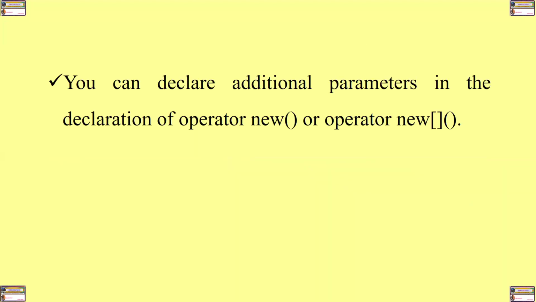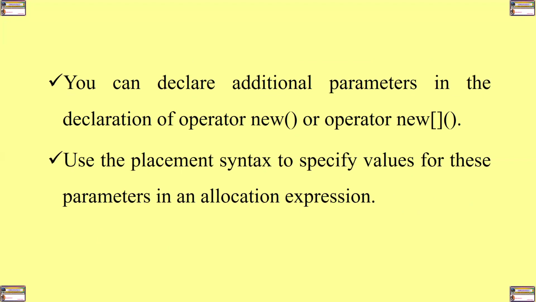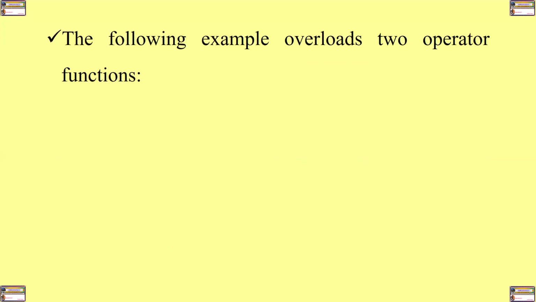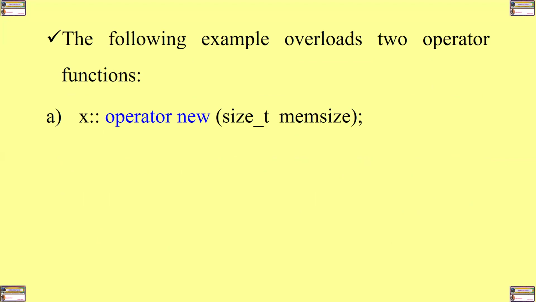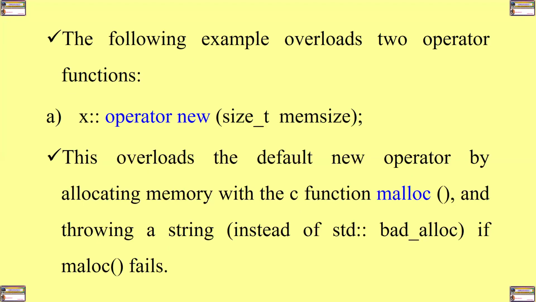You can declare additional parameters in the declaration of operator new for a single variable or operator new for an array structure. Use the placement syntax to specify values for these parameters in an allocation expression. The following example overloads two operator functions. So we have this statement here, which overloads the default new operator by allocating memory with the C function malloc and throwing a string if malloc fails.